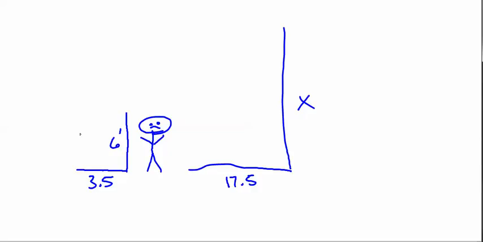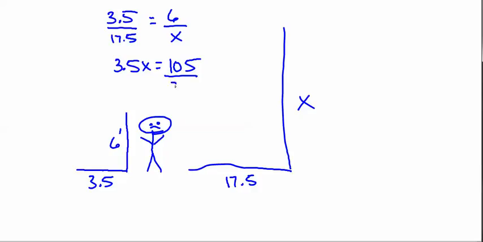So you could do 3.5 over 17.5 equals 6 over x. So you'd get 3.5x equals 105. Divided by 3.5, x equals, what'd you get? 30. Okay.